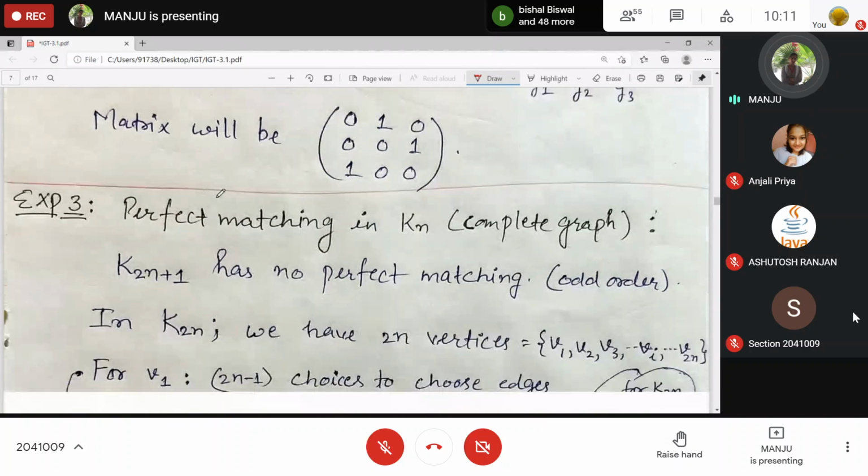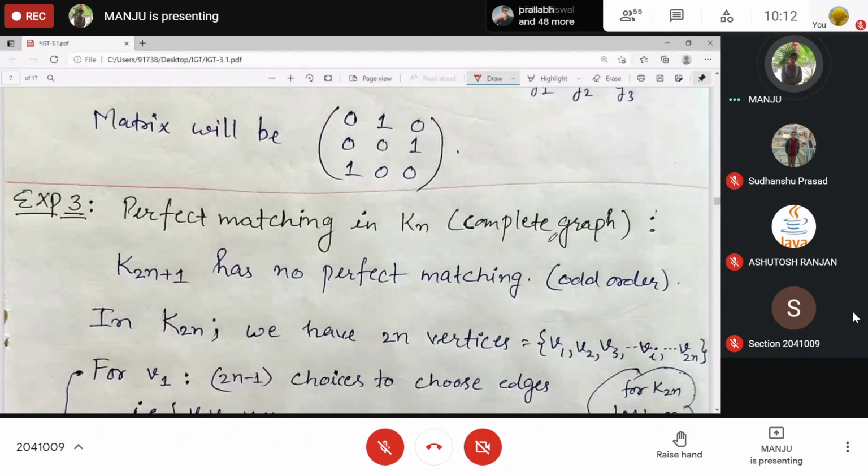Now, perfect matching in a complete graph. In K1, K3, K5, K7, that is, whenever the order is odd, there does not exist any perfect matching, right? Clear? So we can only talk about K_{2n}.